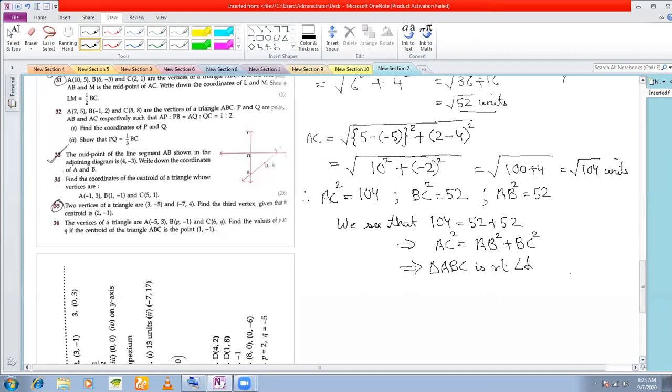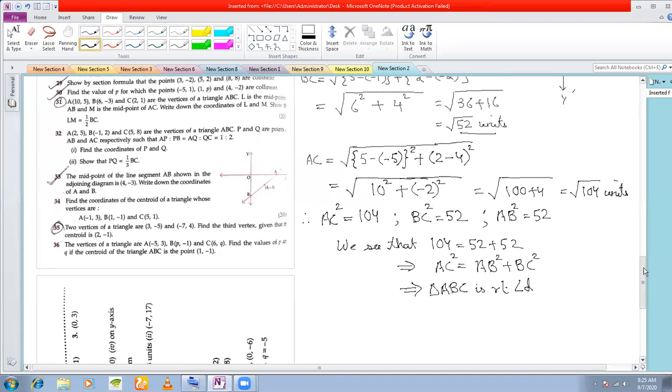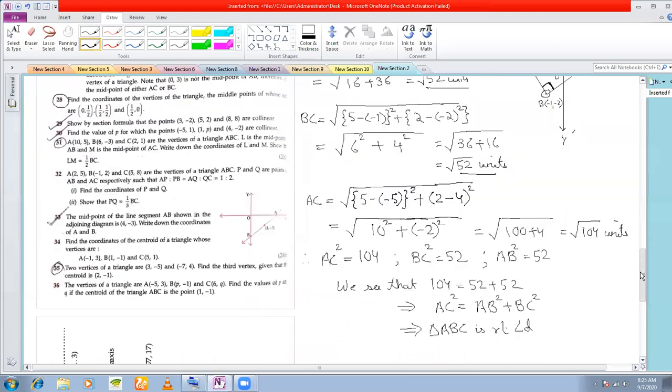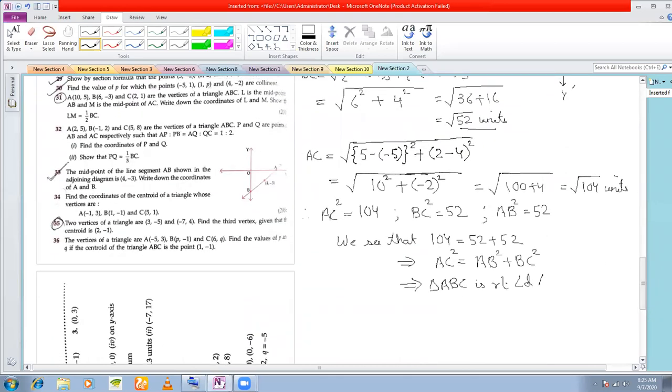And where does the right angle lie? If you see in the figure, AC is the hypotenuse here. So the angle opposite to the hypotenuse must be your right angle. So angle B is your right angle. Triangle ABC is right angled at B.